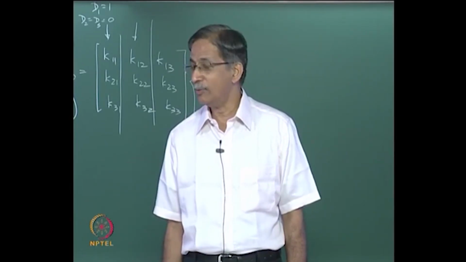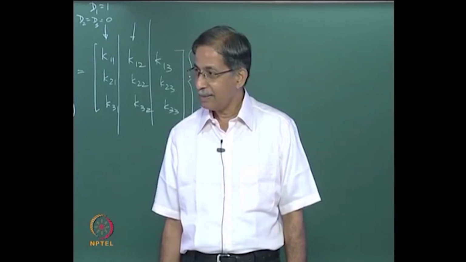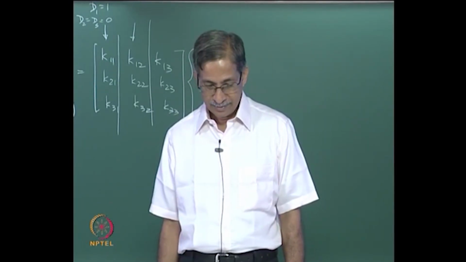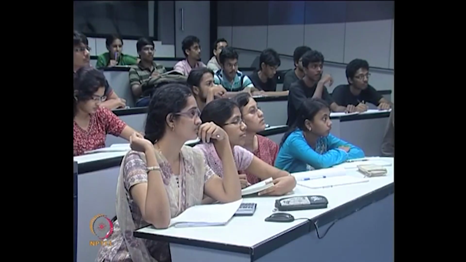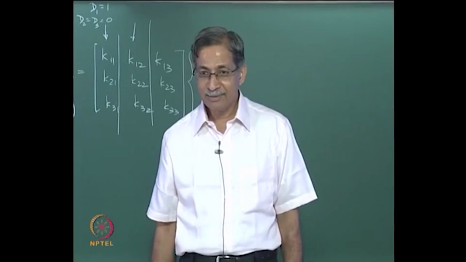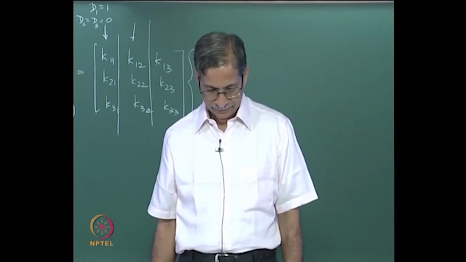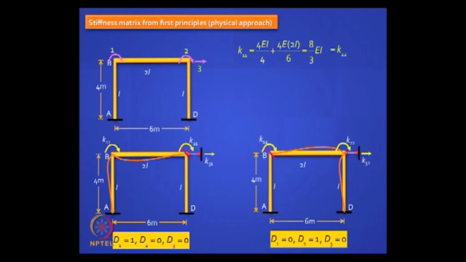Can you find out K12 or K21? K21 is how much? It's a carryover moment you get, no? 2 by 3 EI. Wait 1 minute. You have a problem with this addition? 4 EI by 4 plus 4 EI. That's 1 plus 4 by 3, 7 by 3. Yeah, that's right. You are right. Well caught. 7 by 3. Agreed.